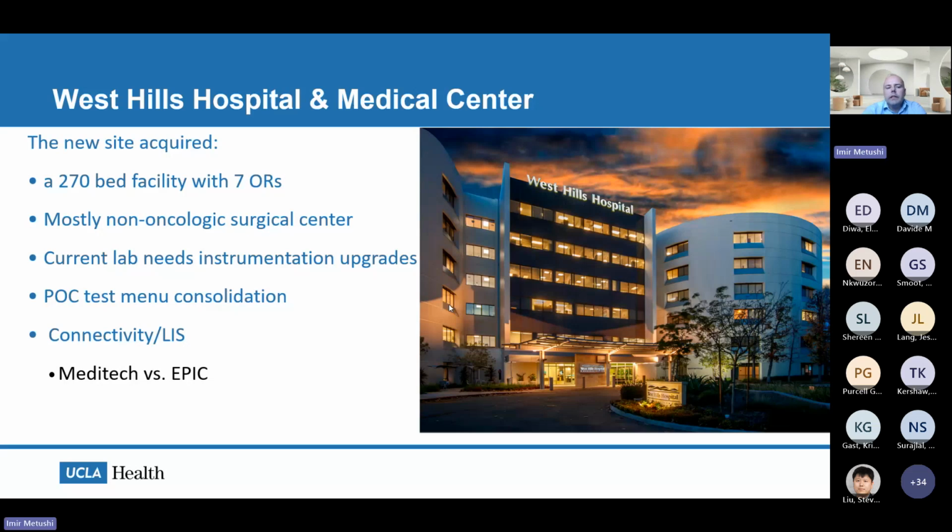They are on a different LIS than what we are. So the first step is to convert them to Epic. Second is take a look at their offerings. It's going to be an interesting opportunity. And obviously, we want to standardize as much as we can. We want to make sure that our SOPs and quality monitoring process is aligned and it's in a good place.